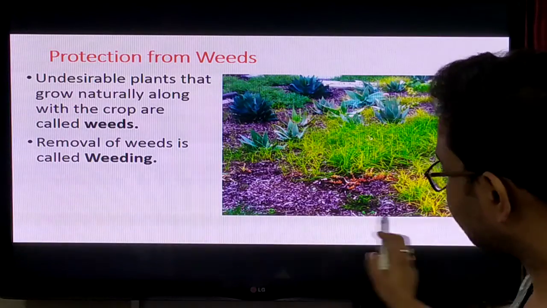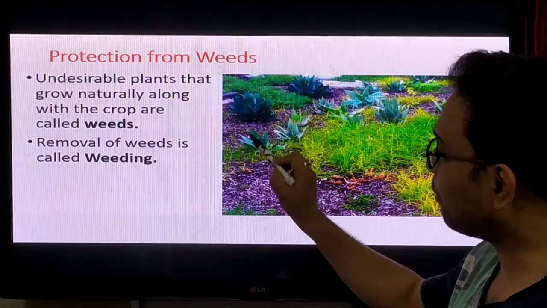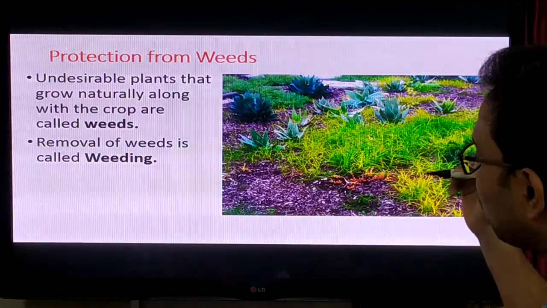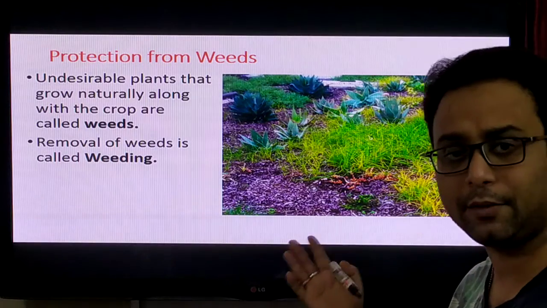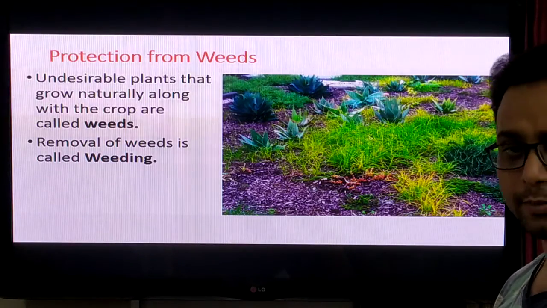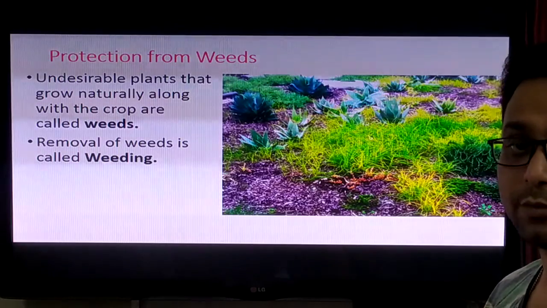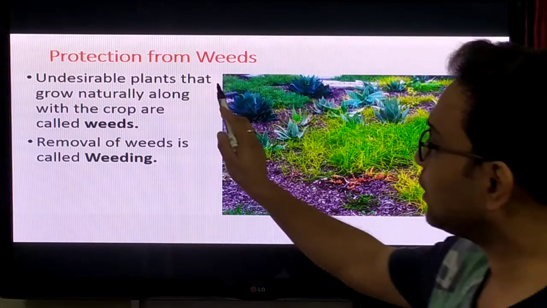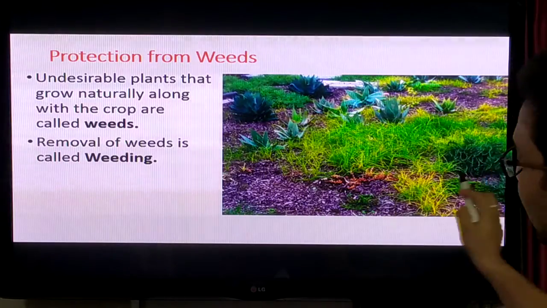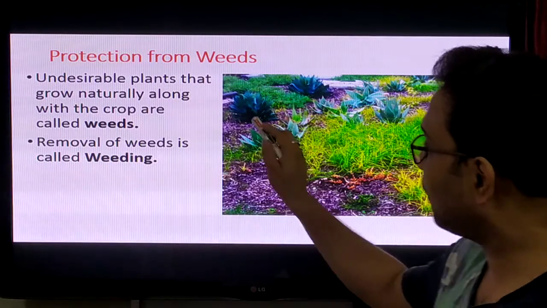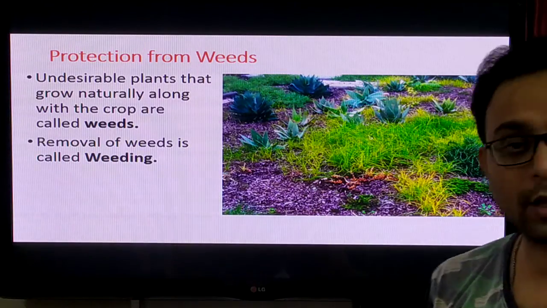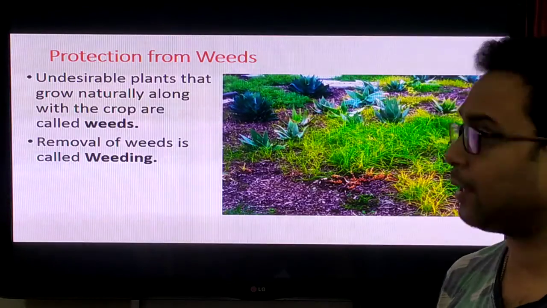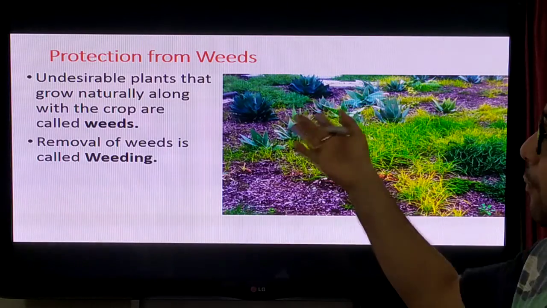You can observe in that field, this is our main plant, right? But some small plants unwantedly grow in this field. This is not desirable and not wanted by the farmer. So the undesirable plants that grow naturally along with the crop are called weeds. They are undesirable and grow along with the main plant.